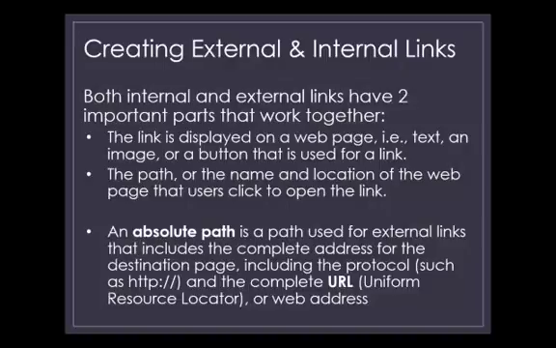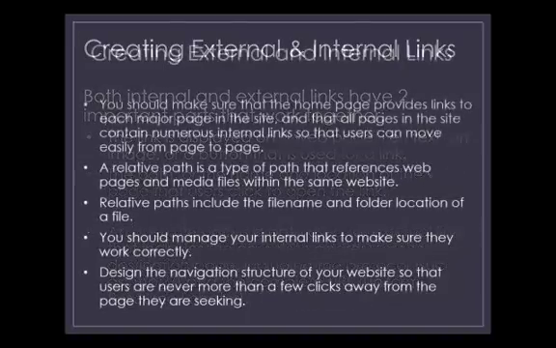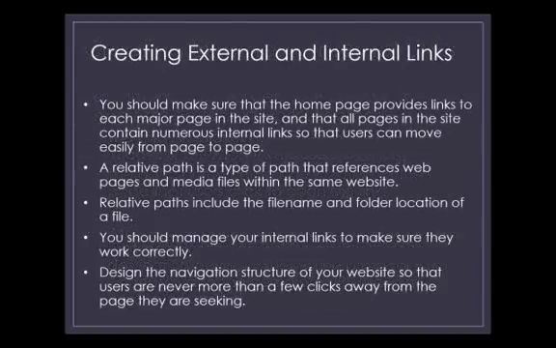If one of the objectives of a site is to provide users with additional research sources for information not provided within the site, external links are one way to meet that objective. To create an external link, first select the text or object that you want to serve as a link. Then you're going to type the path to the destination web page in the link box in the Property Inspector.